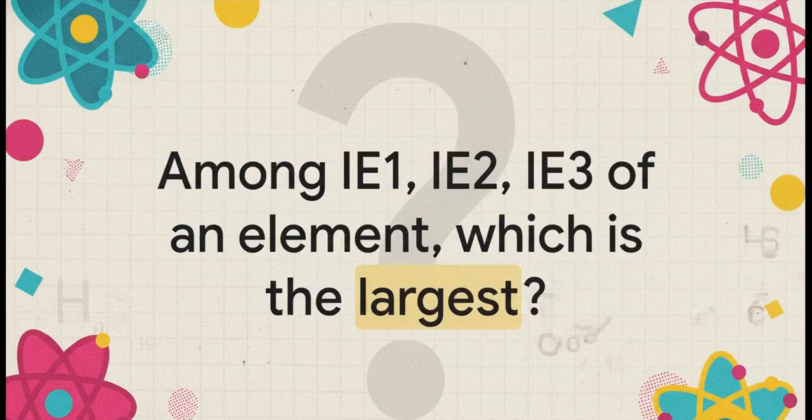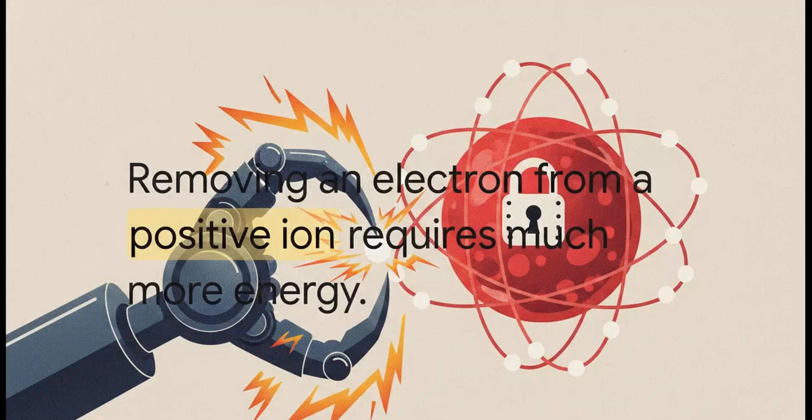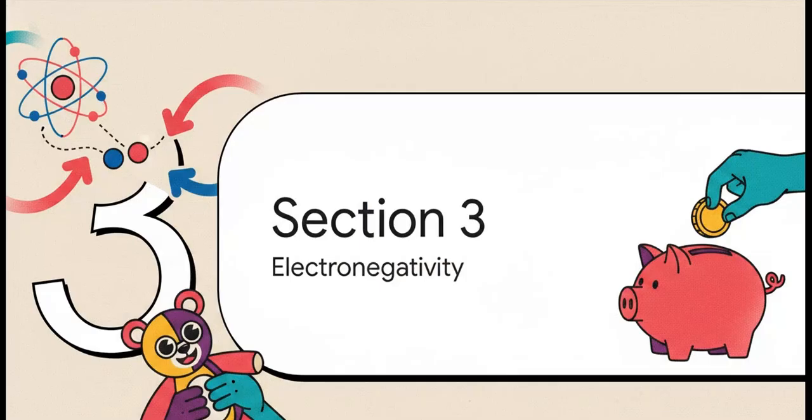Time for another rapid-fire textbook challenge to see if you caught the logic of what we just talked about. Question 16. Among IE1, IE2, and IE3 of an element, which one is the largest? Spot on. IE3 is by far the largest. As we just covered, stealing from an atom that is already positive is incredibly difficult. Those remaining electrons are held so tightly by the nucleus, requiring just a massive surge in energy to pull another one away. Section 3. Electronegativity and electron gain.